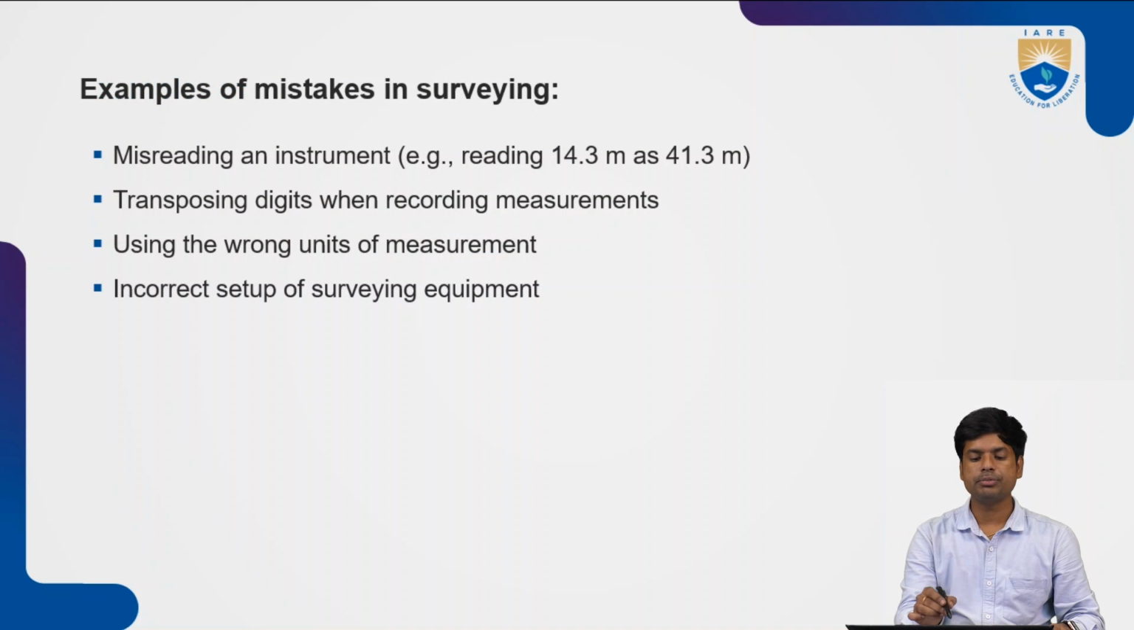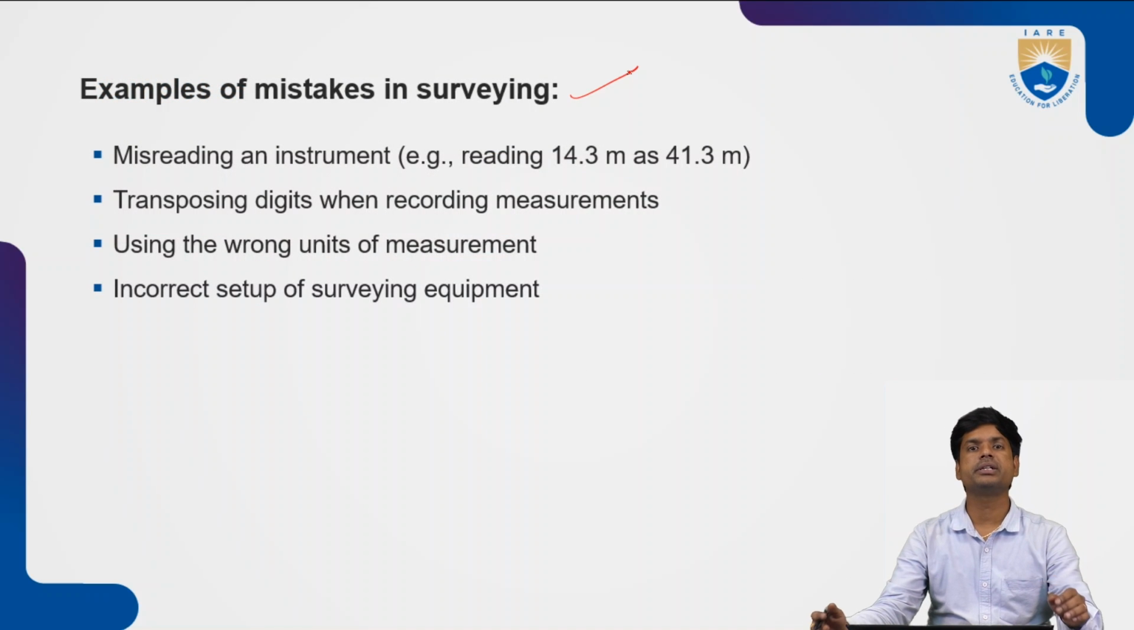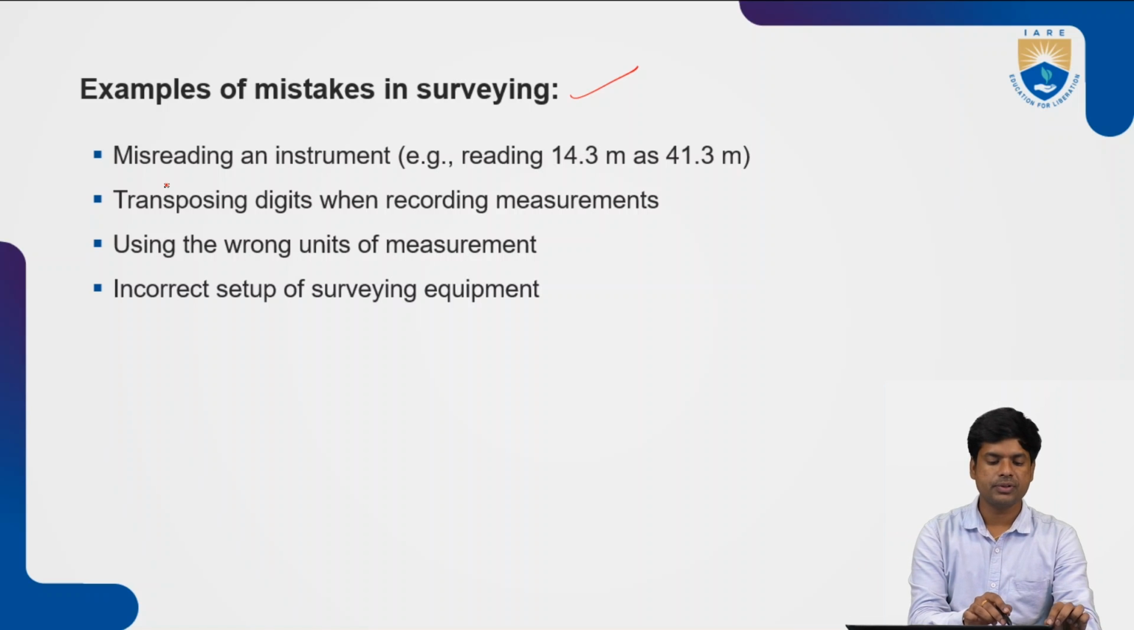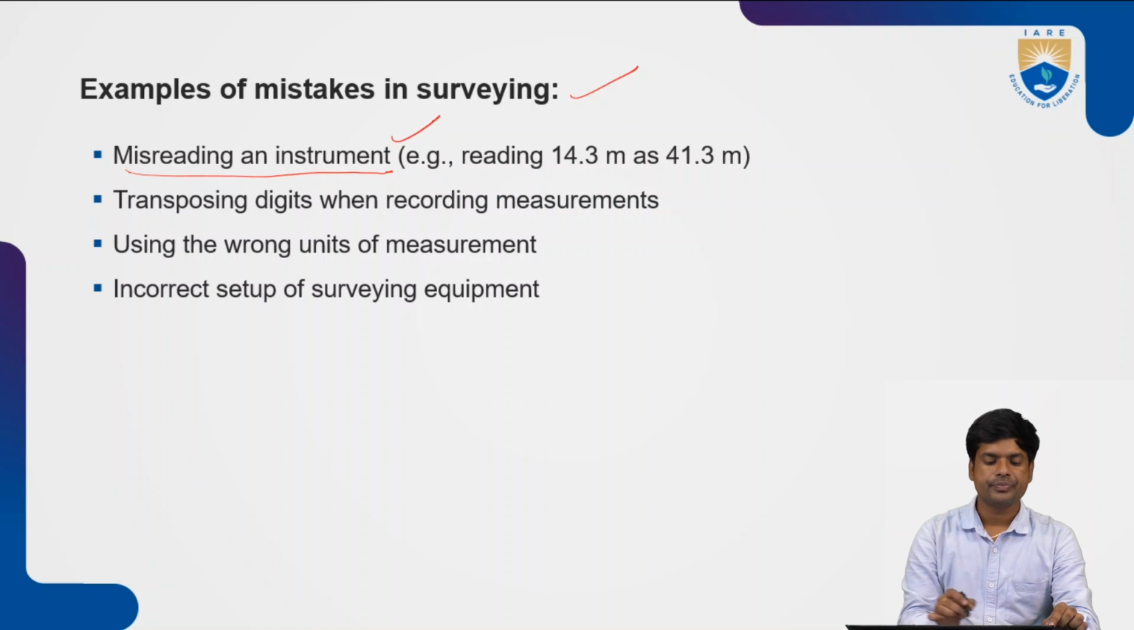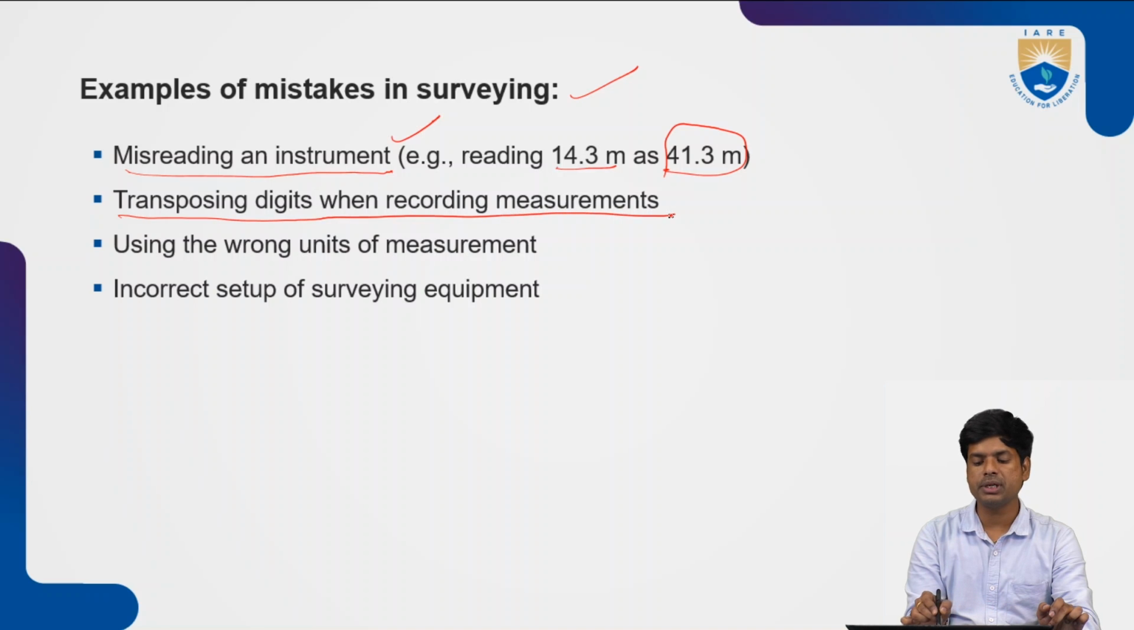Different types of errors, and examples of mistakes in surveying. So what are the different types of mistakes we make while doing the surveying? The first one is misreading an instrument. Reading an instrument is very important while doing the surveying, so misreading is one of the major mistakes. Like if you have a value of 14.3 meters, some people will say it is 41.3. Due to confusion, they misread this. And transposing digits when recording measurements.